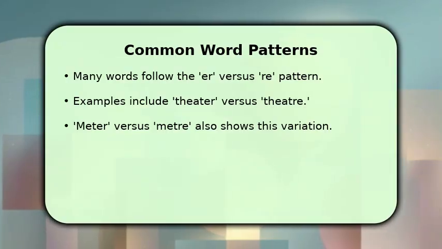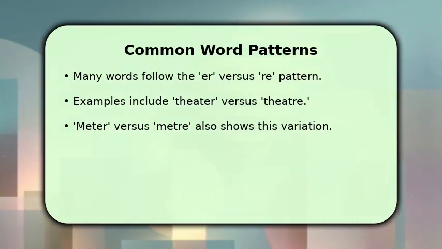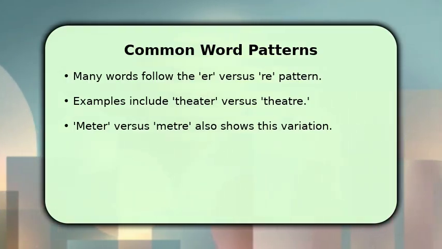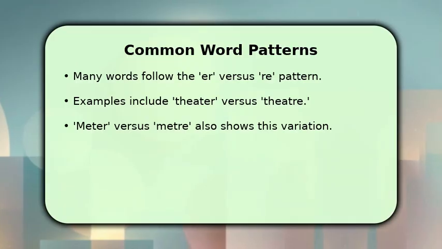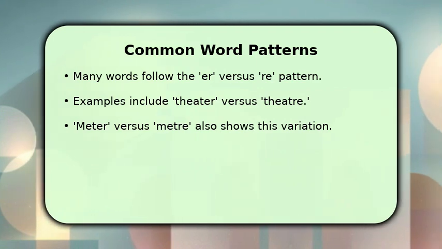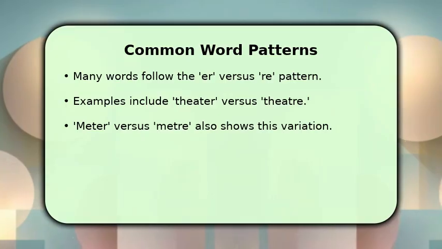This ER versus RE pattern isn't unique to just center. You'll find it in many other words too. For instance, theater in American English becomes theatre in British English. Similarly, a measuring device is a meter in the US, but a metre in the UK. Always consider your target audience when making these spelling choices.